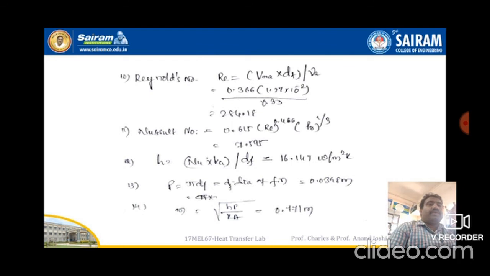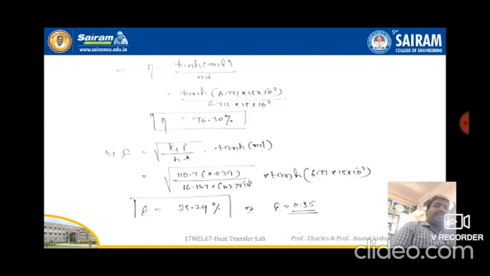Okay, so before that, perimeter is pi d. So here d is the diameter of the fin, that is df. So pi into df is 0.0398 meter, that is the perimeter, and m, the constant value, that value m is equal to under square root of hp by kA. So that is 0.771 meter.